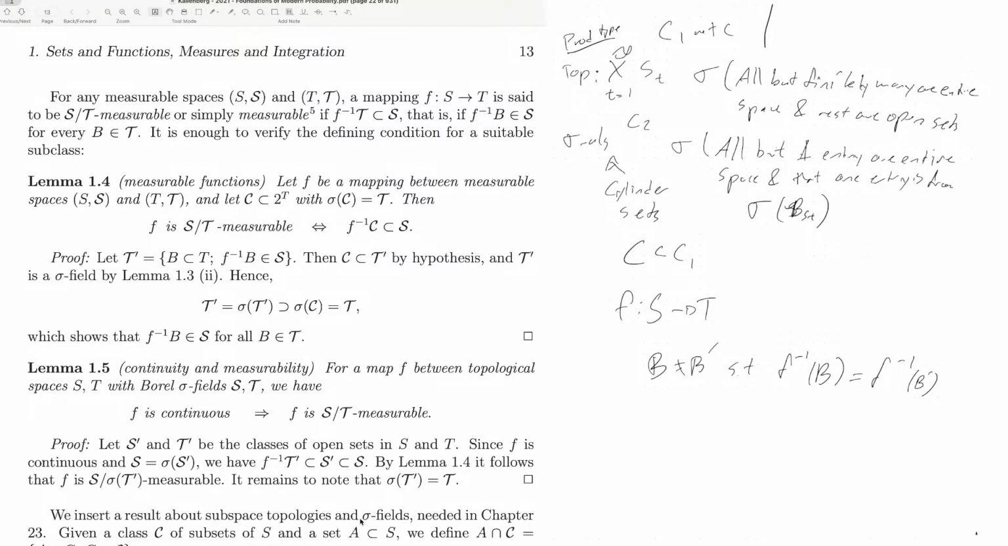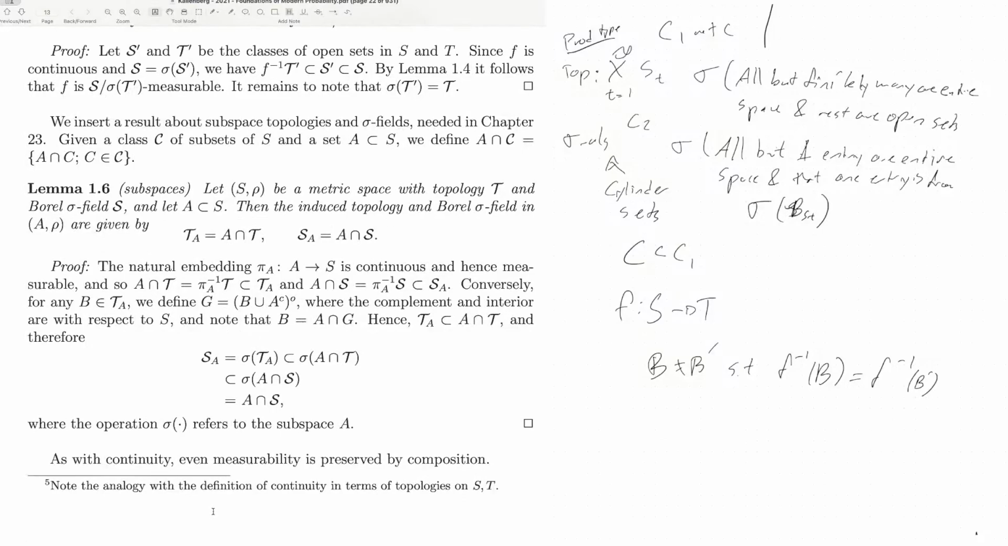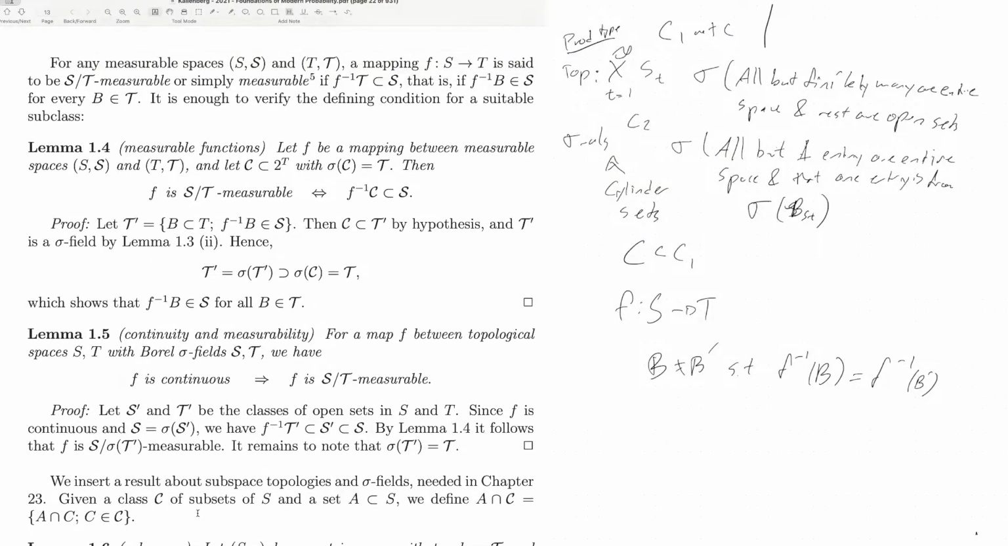For any measurable spaces S and T, a mapping F of S to T is said to be S/T measurable if F to the negative 1 of T is a subset of S. Yep, this is fine. I mean, this is all stuff that I know, so maybe I can go through it quickly. All right, let F be a mapping between measurable spaces. Let's go to line 1.4.